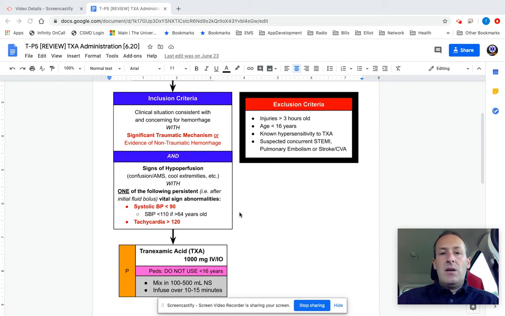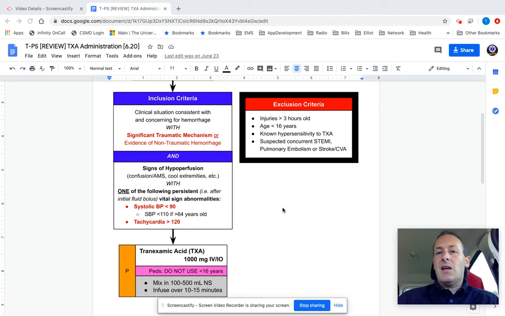Exclusion criteria: there's really only two that are going to be important on most every patient. That's anybody who's had an injury greater than 3 hours, as there's actually evidence that TXA can make those patients worse. Very rarely are we going to be on scene after 3 hours, but if you have someone who's found in the woods or found on the floor, and you don't have a start time, that would be a time when we don't want to use TXA.